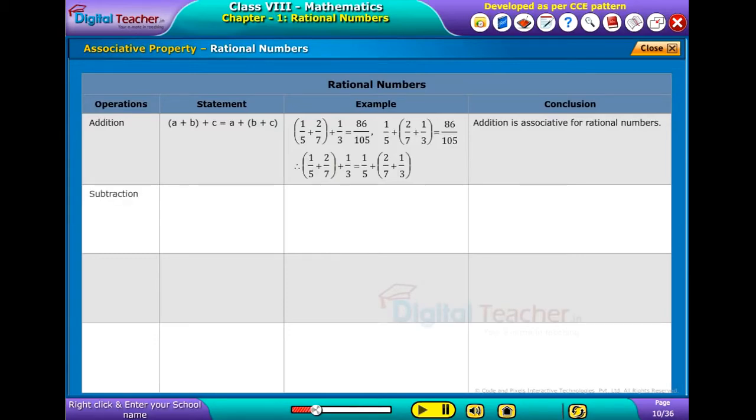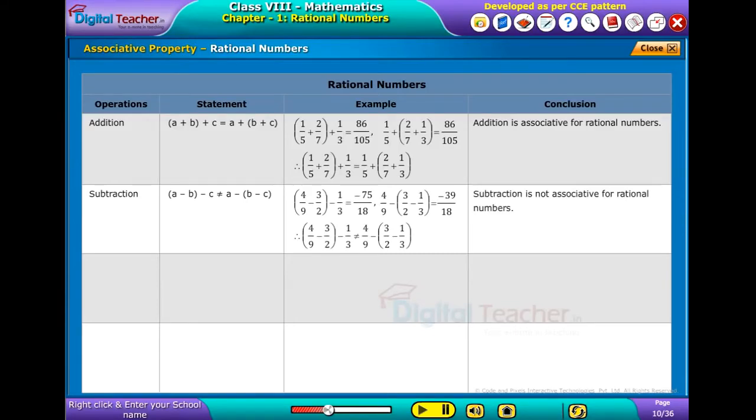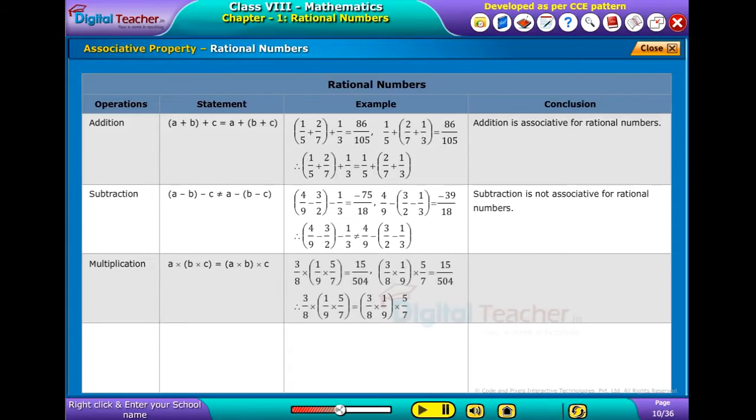Under subtraction, it states that the difference of three rational numbers is not the same if the order in which their difference is changed. Its example is as shown on the screen. It concludes that subtraction is not associative for rational numbers. Under multiplication, it states that the product of three rational numbers remains the same even if the grouping of the numbers is changed. Its example is as shown on the screen. It concludes that multiplication is associative for rational numbers.